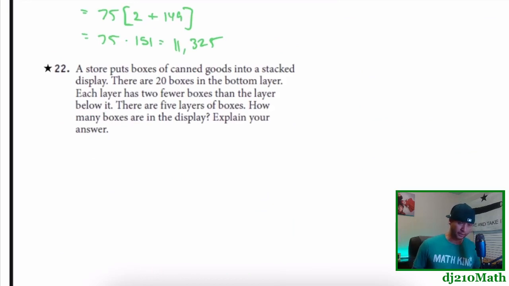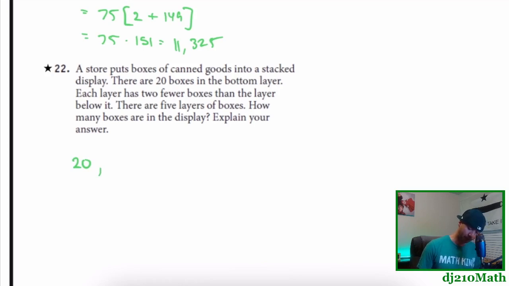All right, last one. A store puts boxes of canned goods into a stack display. There are 20 boxes in the bottom layer. Each layer has 2 fewer boxes than the layer below it. Okay, so there are 5. How many boxes are in the display? Explain your answer. Okay, well, I'll just work out the answer and the explanation is in that.